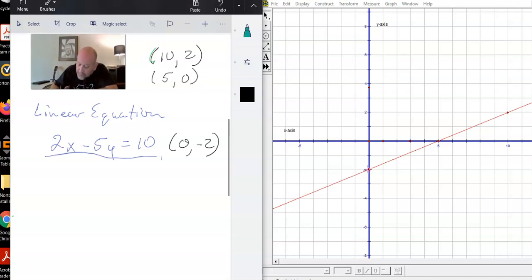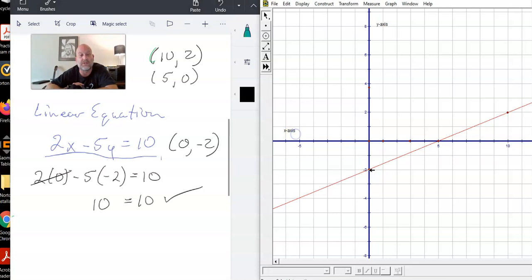Okay, so if we go ahead and plug this in, that gives me 2 times x, which is 0, minus 5 times y, which is -2, is equal to 10. Well, that goes to 0, and -5 times -2 is +10, is equal to +10. And so that point also works.